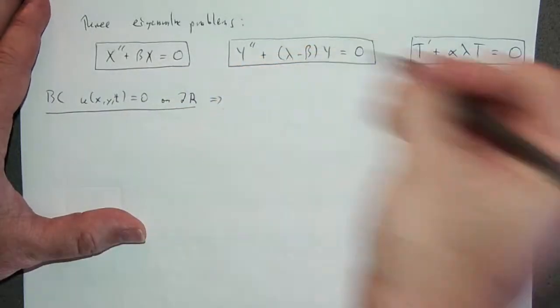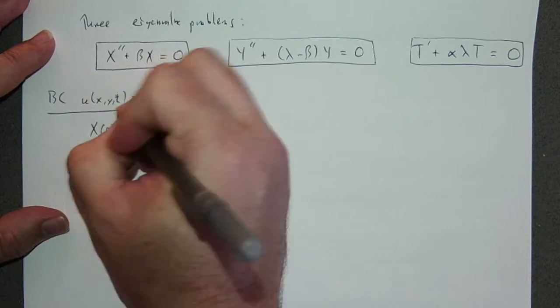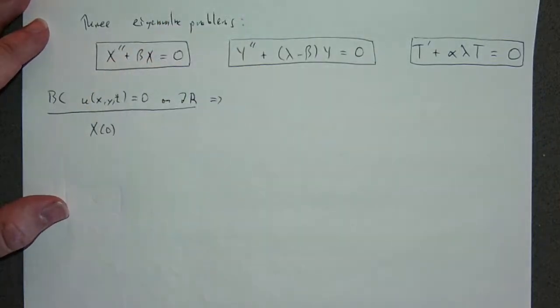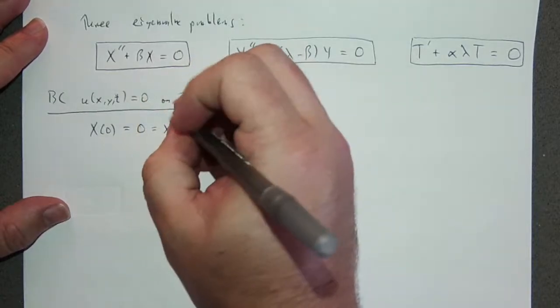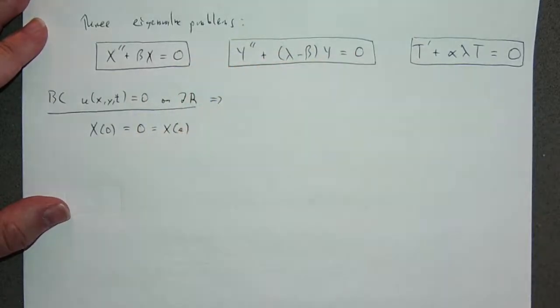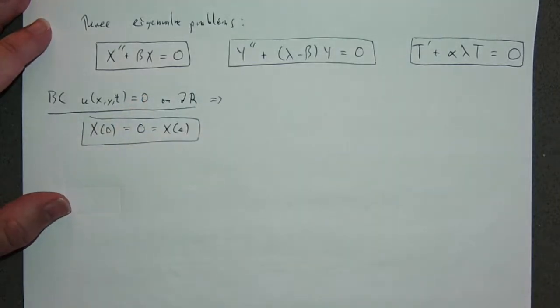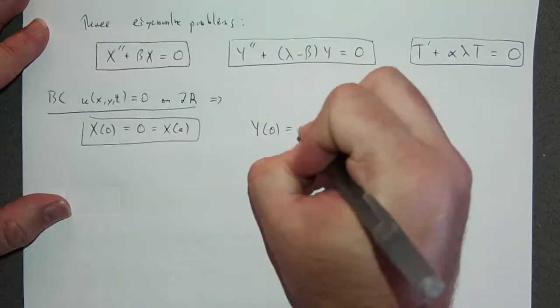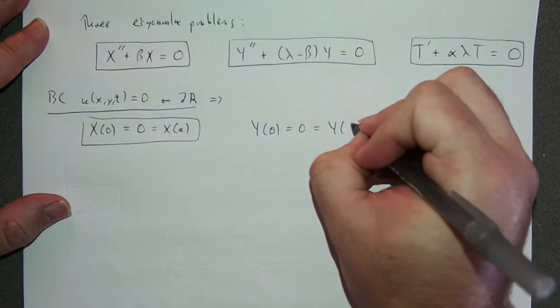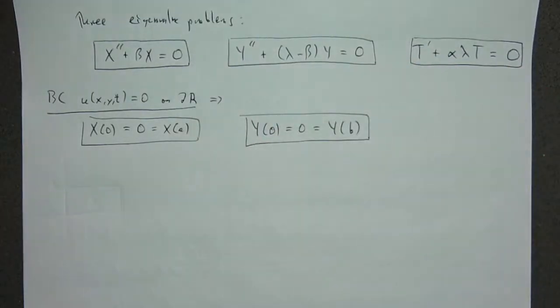What does this imply? It implies that I get initial conditions, or boundary conditions, for this eigenvalue problem. X of 0 is 0, but that's also X of a. All right, so those are the BCs I get here. For y, I get the same thing: y of 0 is equal to 0 is equal to y of b. And then I get none for this t equation, which is exactly how it was in the 1D case.